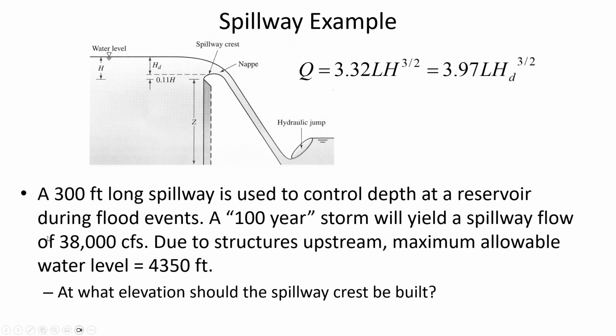So if we know that the water level can't be any higher than 4,350 feet, and that may be because of bridges that are in the area over the tributaries. It could be that there are buildings along the shoreline of whatever river or reservoir is in this area, but we just know that we don't want the water level to go any higher than 4,350. So what we're trying to figure out is what should be the elevation of the spillway crest. And so the water level minus H sub D will tell us the elevation of the spillway crest.